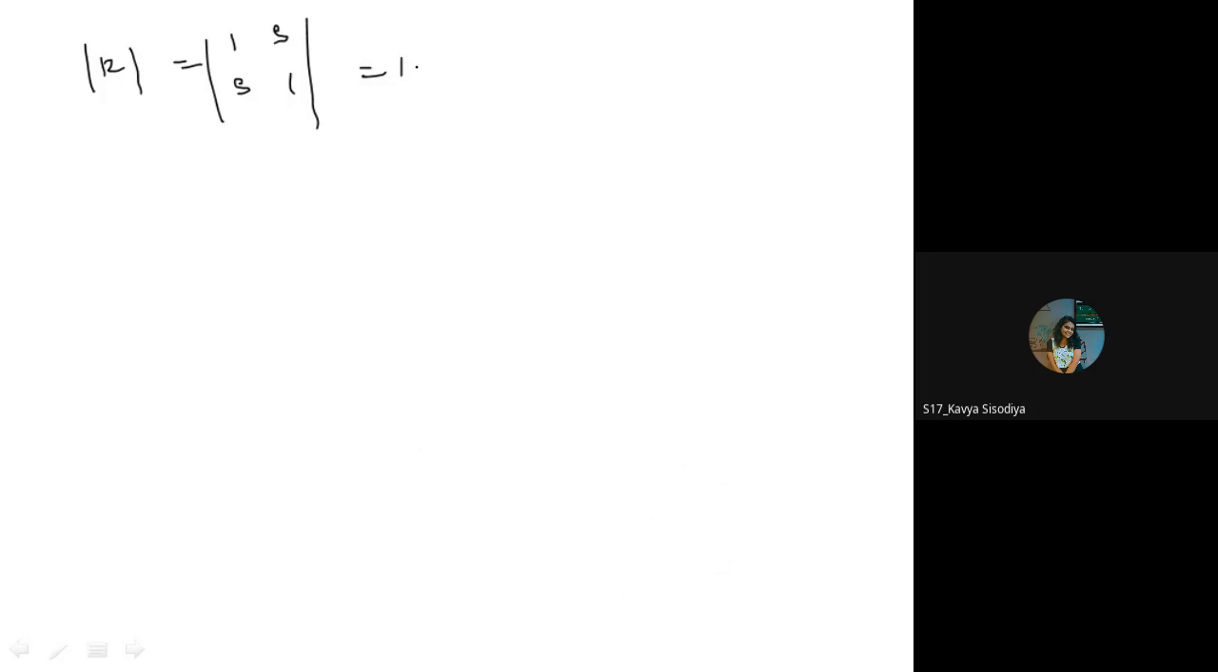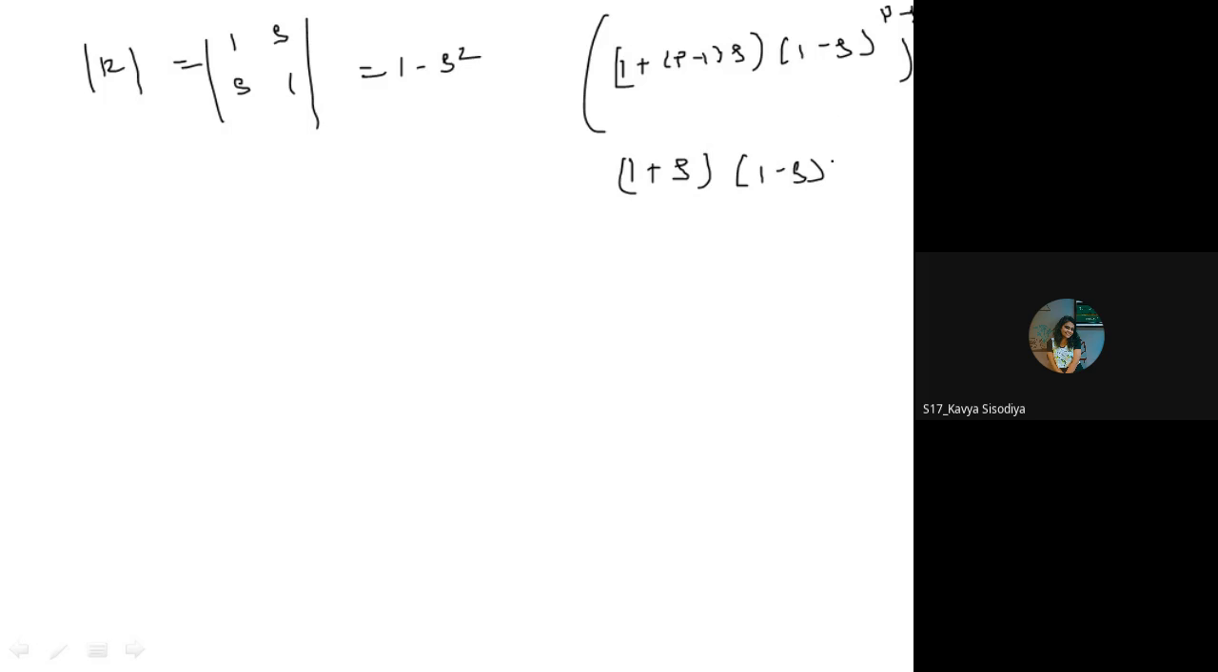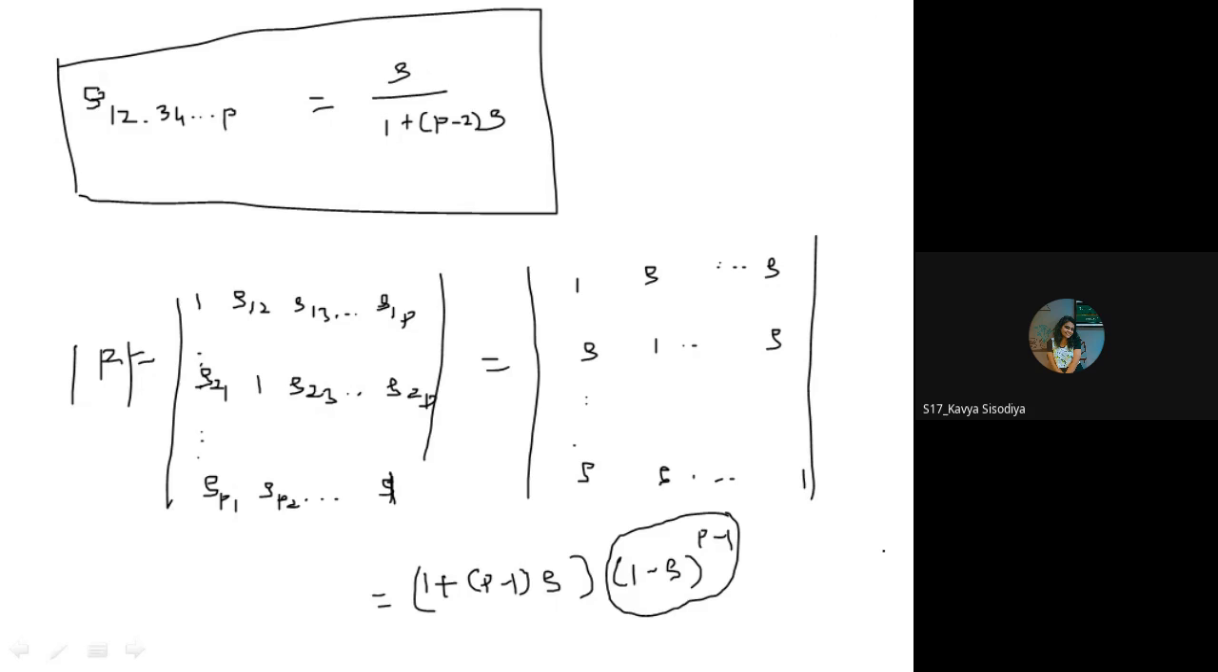So what is the answer? 1 minus rho square. And what was our general setup? It is a 1 plus P minus 1 into rho and 1 minus rho raised to P minus 1. Now P equal to what you take? 2. So this is a 1 plus rho because it is 2 minus 1 is this. And here it is a 1 minus rho raised to 2 minus 1, that is 1. So this is a 1 minus rho square. Okay. So these relations you have to remember.